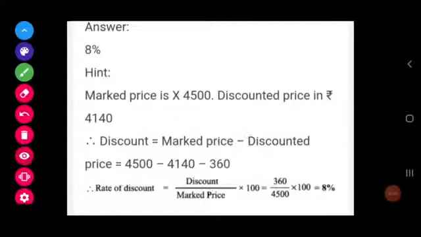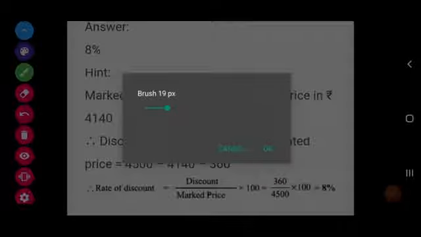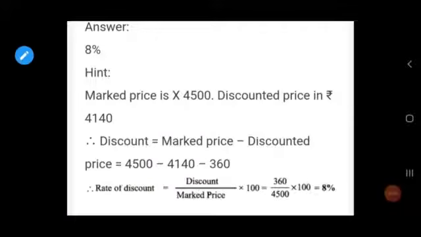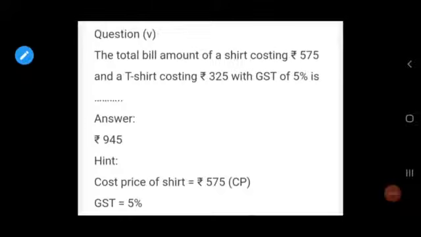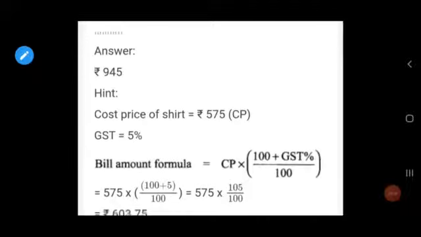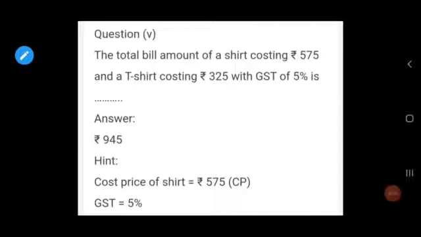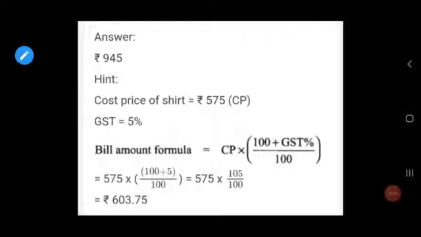Okay. Next question number 5. The total bill amount of a shirt costing rupees 575 and a t-shirt costing rupees 325 with the GST of 5% is dash. Here the amount is MP, market price, that is CP we can take. So cost price they have given. We need to find the bill amount. Along with the cost price, we have to add the GST of 5%. So the formula is CP into 100 plus GST percentage divided by 100.